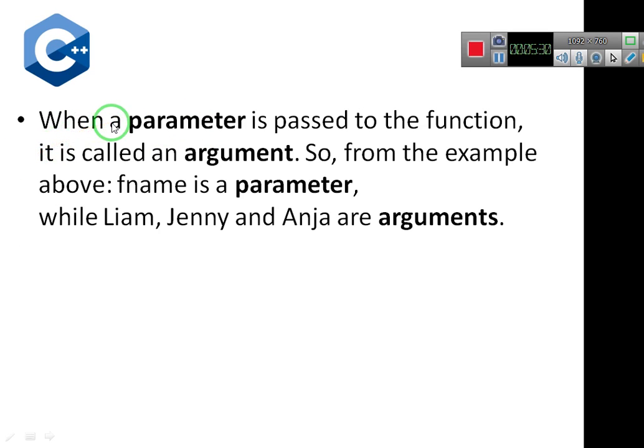Clear? Okay, when a parameter is passed to the function, it is called an argument. So here now you will be familiar with the difference between parameter and argument. When a parameter is passed to the function, it is called an argument. So from the example above, fname is the parameter because we are passing that parameter, while lamb, Jenny and Anja are the arguments. So clear?